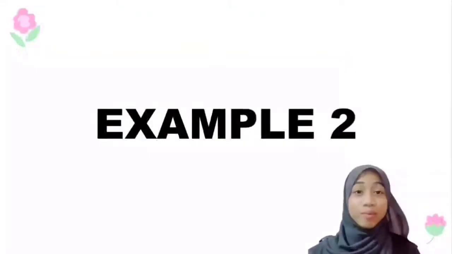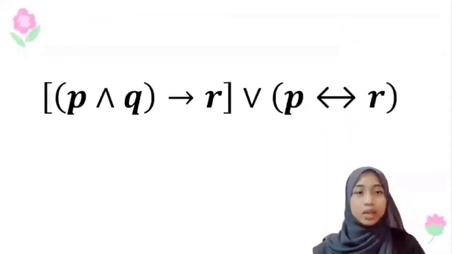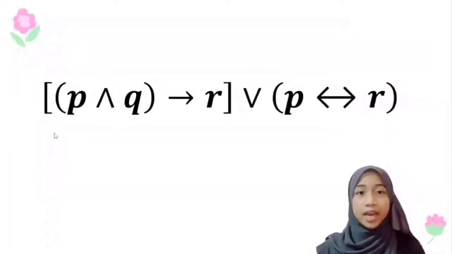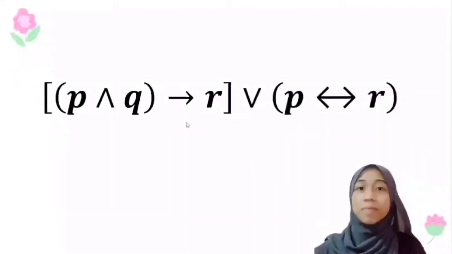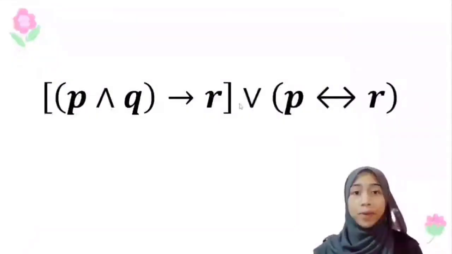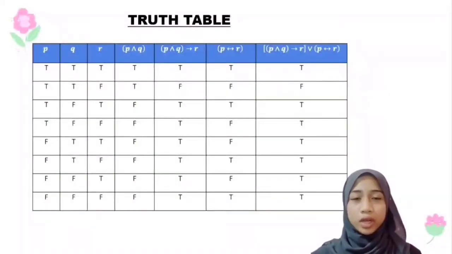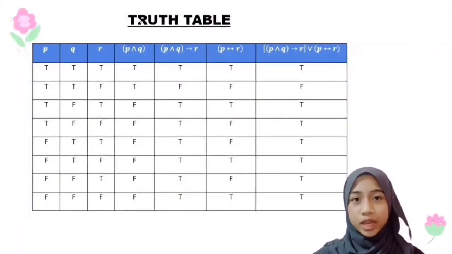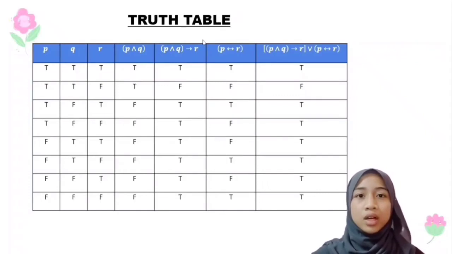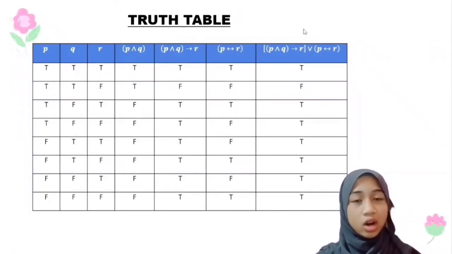Next we move on to example 2. The statement is P and Q in brackets implies R, in square brackets, or P biconditional R. Now we have to do the truth table to show whether it is a tautology, contradiction, or contingency.